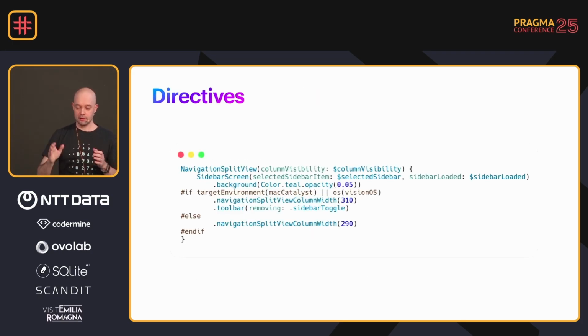One important thing about multi-platform development is directives. These allow you to target the code specifically for a platform. In this case, they are the ones in brown color.